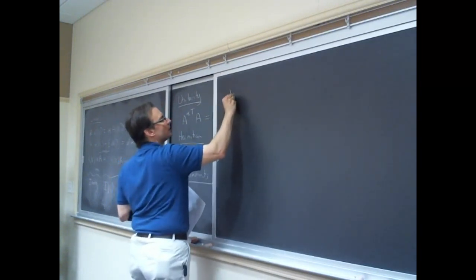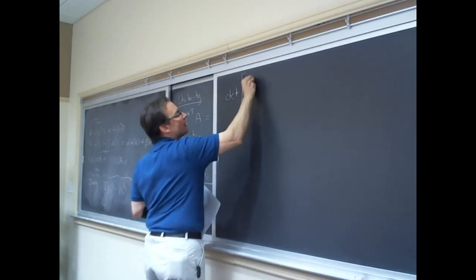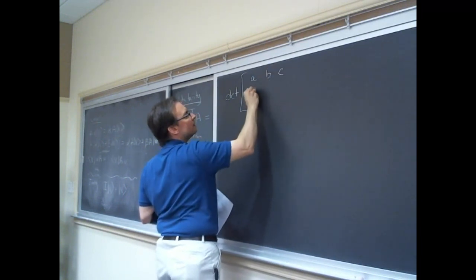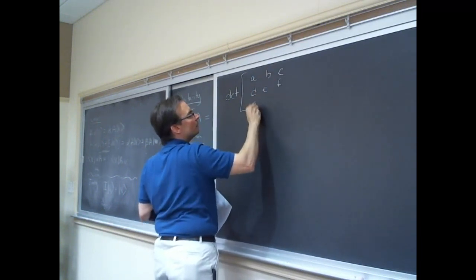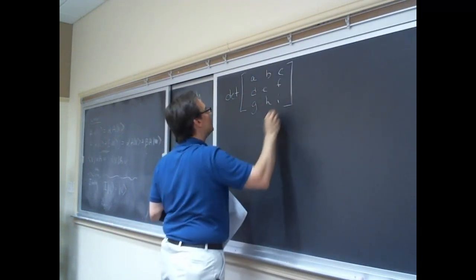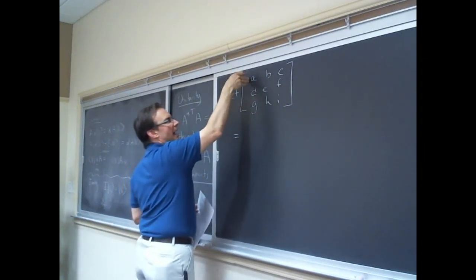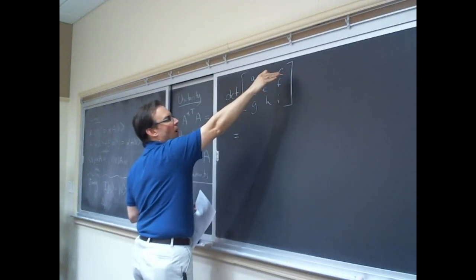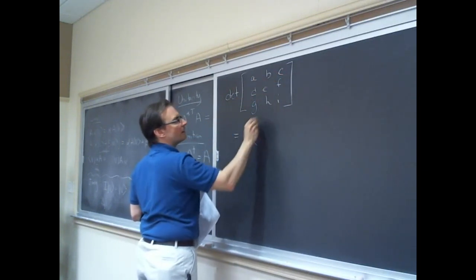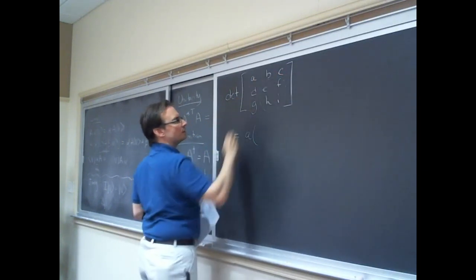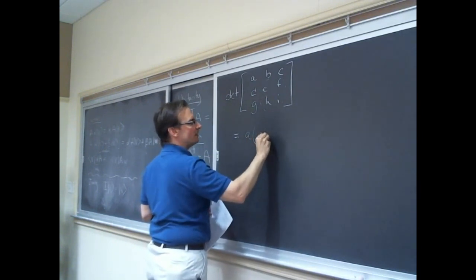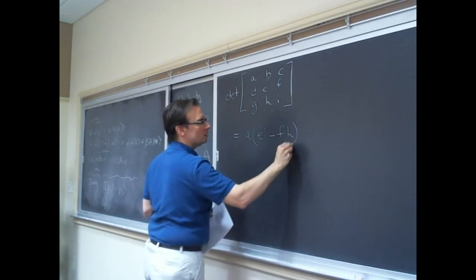So let's say you have the determinant of a 3 by 3 matrix, A, B, C, D, E, F, G, H, I. This is going to be equal to A, eliminate the column and row that A are in, and calculate the determinant of the remaining 2 by 2 matrix. So it's going to be EI minus FH.